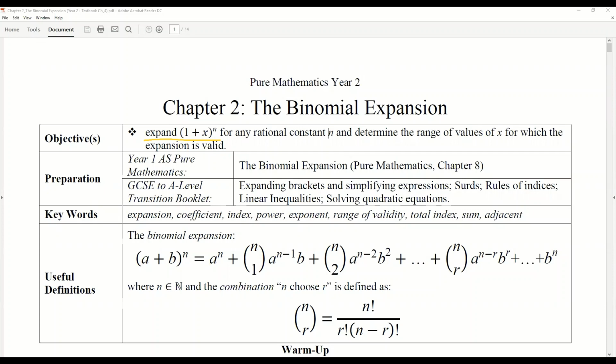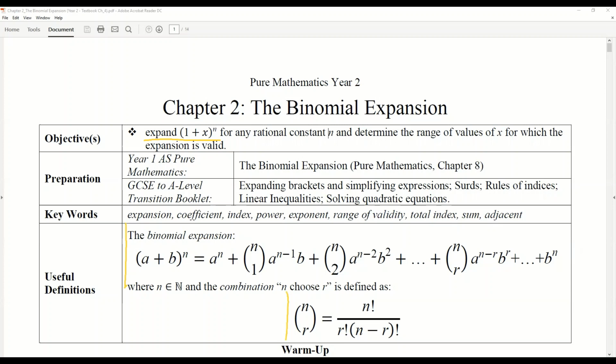I've put the definition down here for all of the material that we're going to cover today. You don't need to worry about remembering these. These are given to you in the formula booklet. We're just going to extend it. You're also given the definition of a combination, and we're going to use this extensively throughout the lesson.